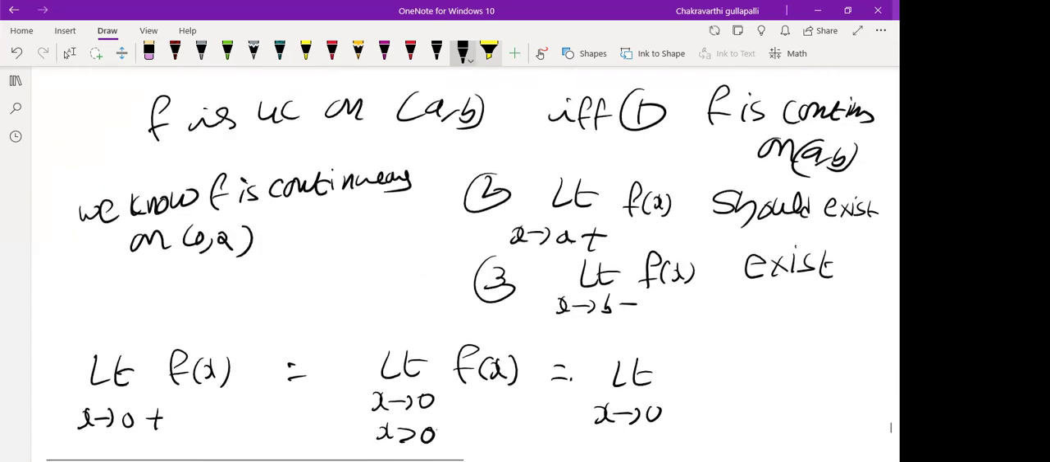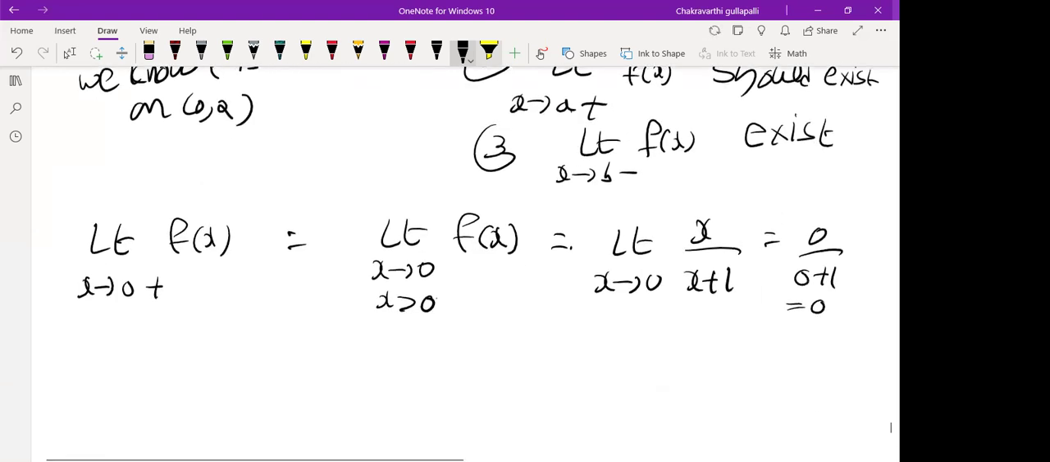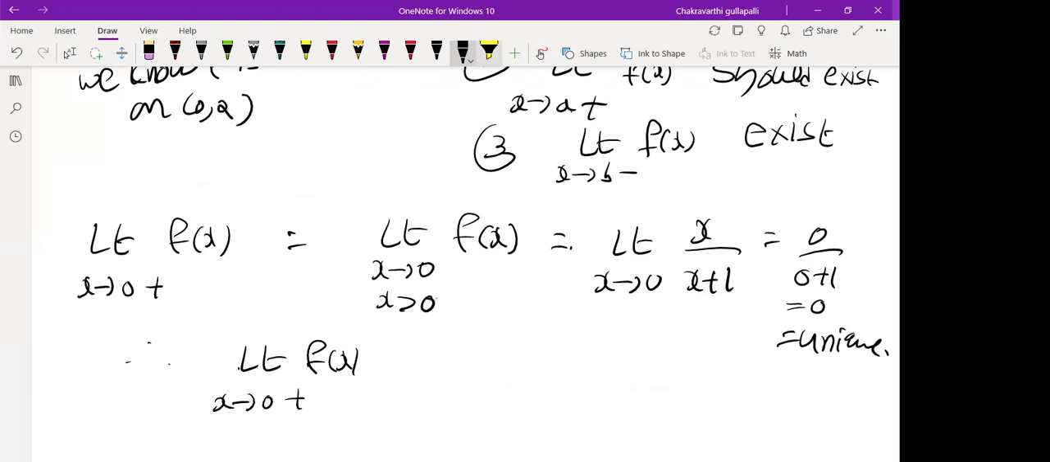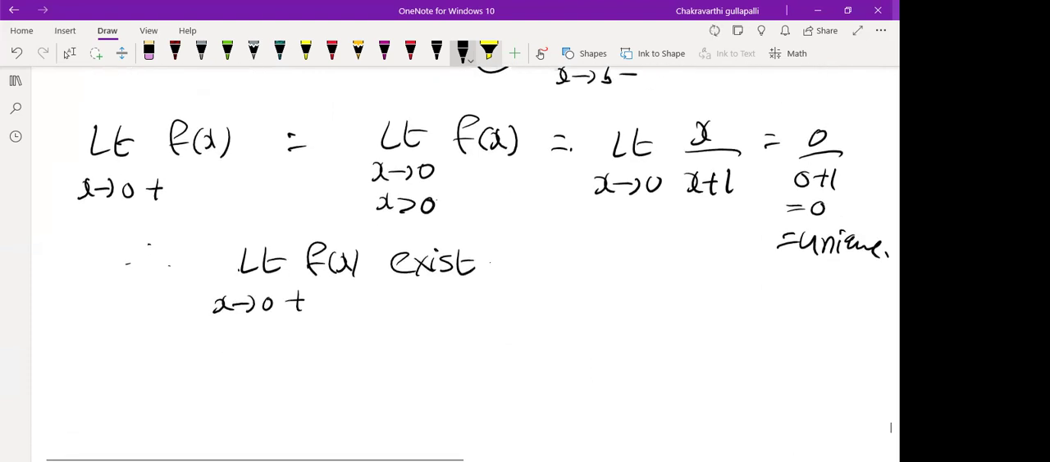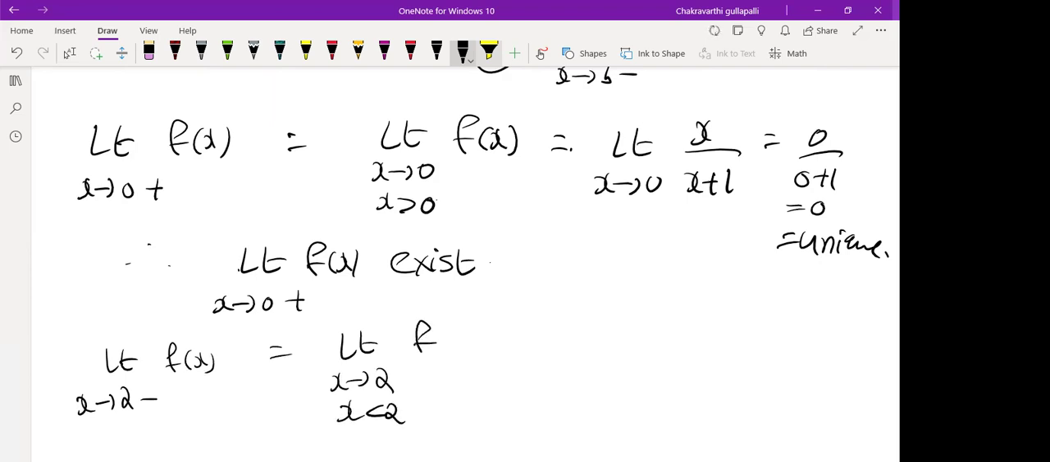Let us take this. So f(x), when x is greater than 0, is x/(x+1). Replace x by 0 because there is no break. You are getting a unique value or not? Yes. Therefore, the limit exists. You are getting a unique value. If you get a unique value, the limit exists, which is unique. You are not getting 2 or 3 values. Similarly, we have to find limit x approaching 2-. 2- means less than 2. When it is less than 2, what is the function? Same, x/(x+1).